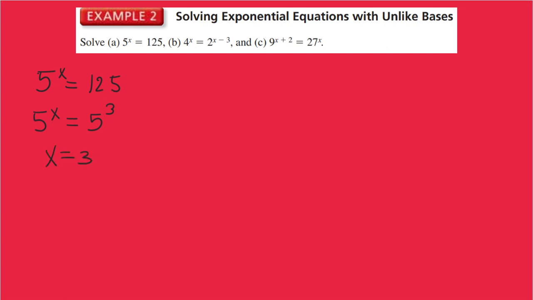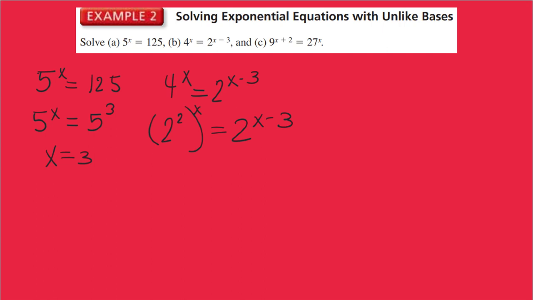In B, I have 4 to the power of x equals 2 to the power of 2x minus 3. I have bases of 4 and 2. I have unlike bases. But I know that 2 to the power of 2 will give me 4. Use parentheses to separate it: 2 squared, to the power of x, equals 2 to the power of 2x minus 3. Now remember, that's the power of a power property.